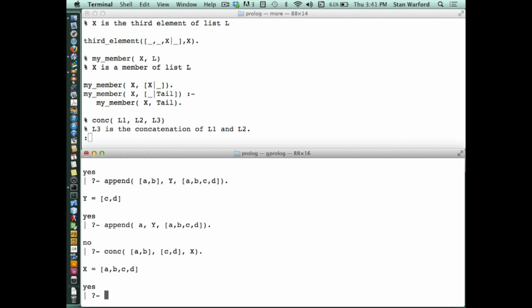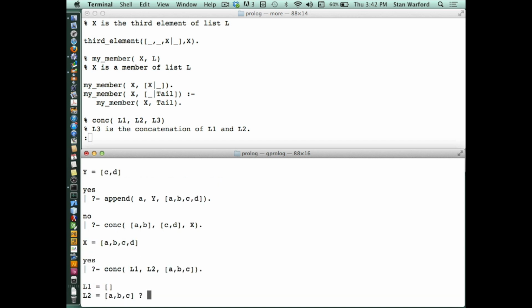But now check this out. What happens if we do conc L1, L2, ABC? Now, check this out, you guys. Talk about a paradigm shift. How can this be? Now the first one is a variable and the second one is a variable, how can we concatenate these? What must these variables be such that if we concatenate them, we get the list ABC? Yeah, there's more than one possibility. You're right. So the first one is L1 is empty, and L2 is the list ABC, but what's another possibility?